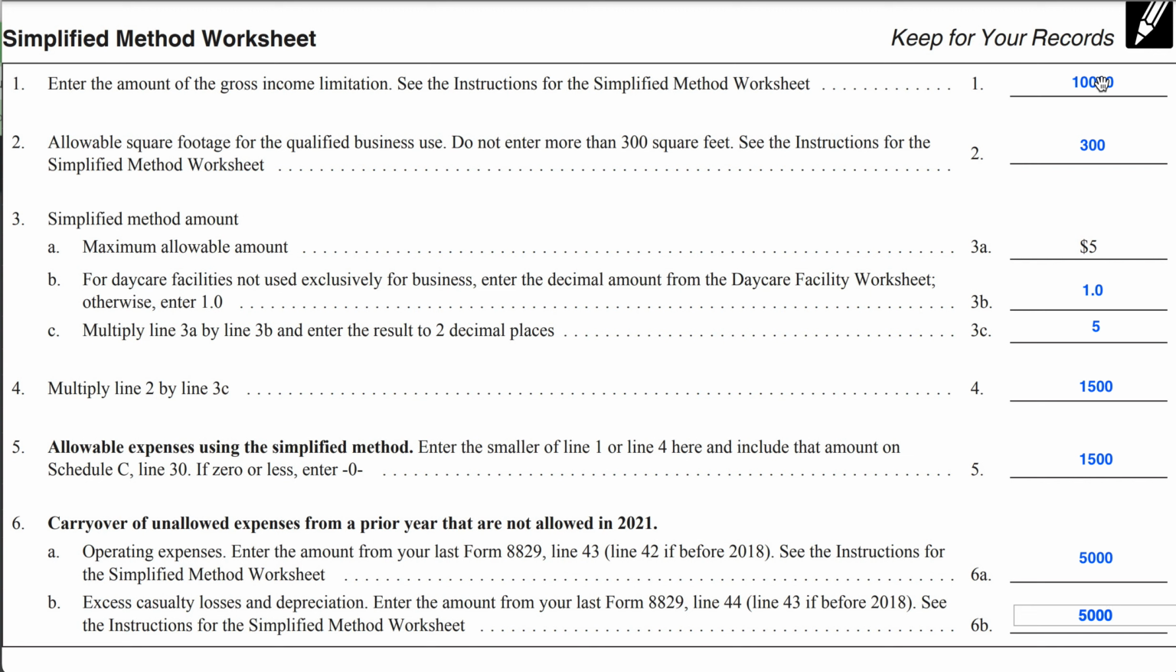So in line 2, we're going to enter the allowable square footage for the qualified business use. If you use the same area for the entire year, you can use the smaller of the actual square footage you used or 300 square feet. So if you have a 500 square foot office, you can only use up to 300 feet.